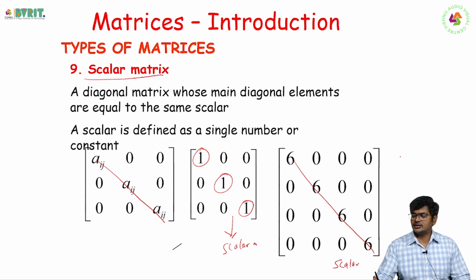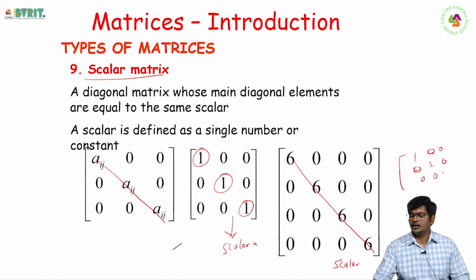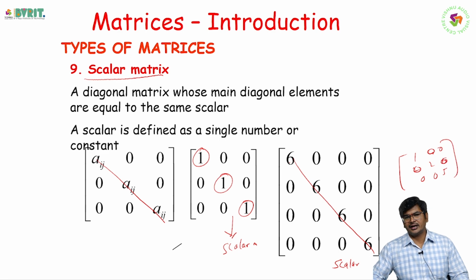For example, take 1 0 0, 0 2 0, 0 0 5. Is it a scalar matrix or a diagonal matrix? It is a diagonal matrix. Only the diagonal elements remain, all other elements are 0. That type of matrix is called a diagonal matrix. When the diagonals are all the same, that type of matrix is called the scalar matrix.